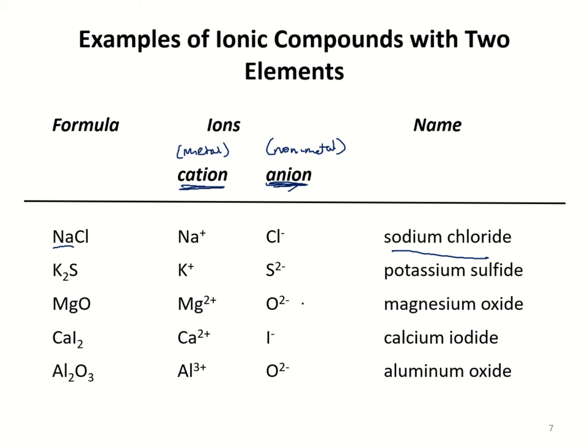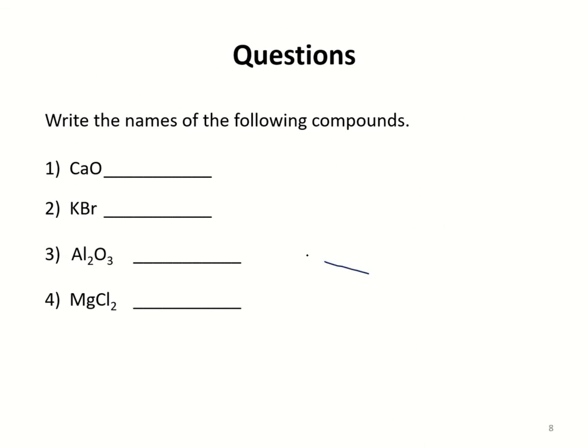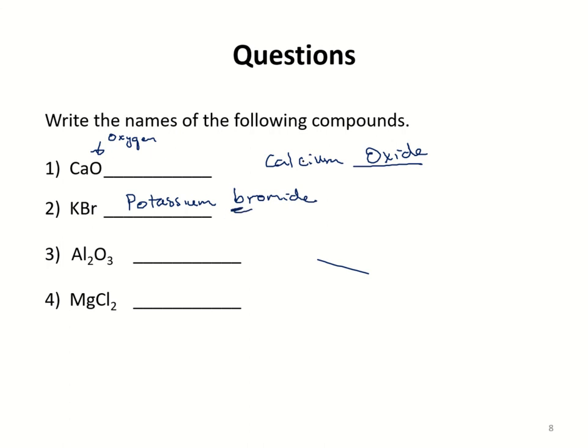Potassium and sulfur becomes potassium sulfide. A very subtle name change that we see there. So if we have a look here in terms of naming, the first one we have is calcium and oxygen, so it's going to become calcium oxide. That's oxygen there. This would be potassium bromide. You tend to write the second one also in lowercase, so just keep that in mind.